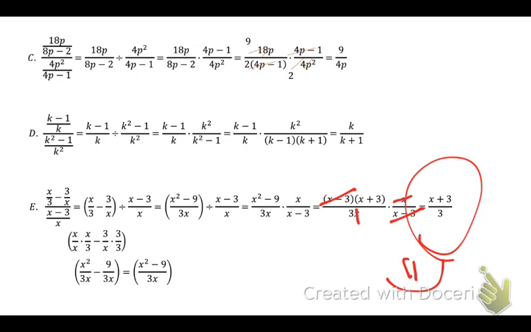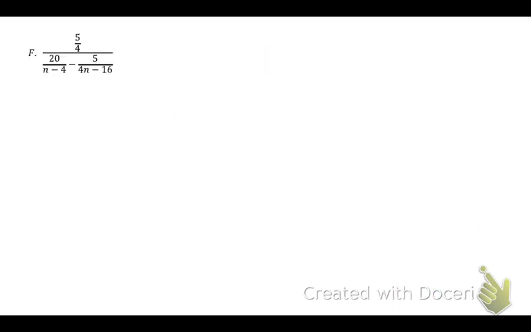Okay, let's do another. So we have 5/4 over 20 over n minus 4 minus 5 over 4n minus 16. So I'm going to write it as a division problem. And I'm going to work with my parentheses first. First, distribute that subtraction sign. Always, always distribute the subtraction sign very first.